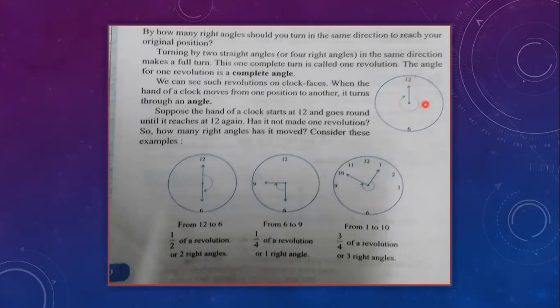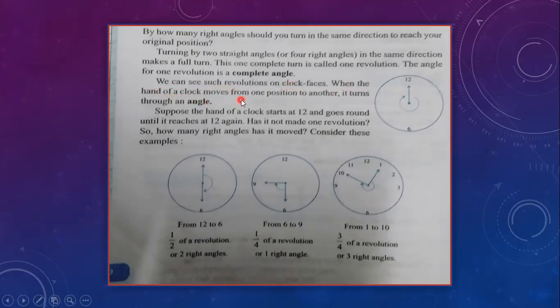From 12 to 3 o'clock, if it comes here, one right angle will form. Again from 3 to 6, one more right angle will form. Again from 6 to 9, one more right angle will form. Again from 9 to 12, one more right angle will form. So like this, in one complete revolution, four right angles will form. Next, we can see such revolutions on clock faces.